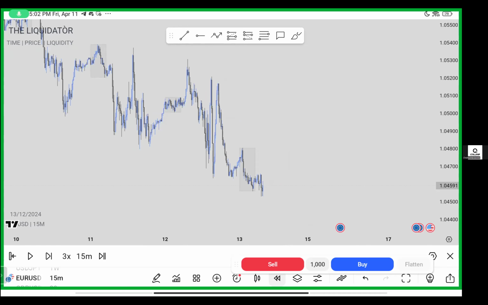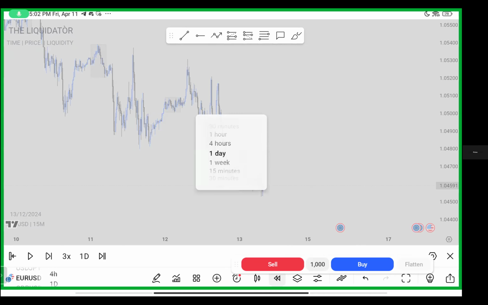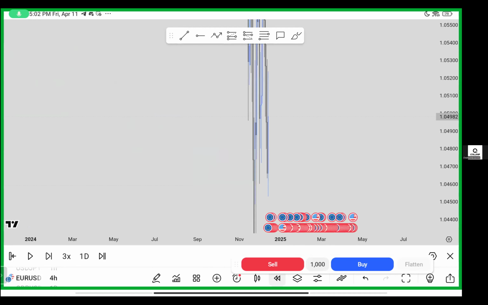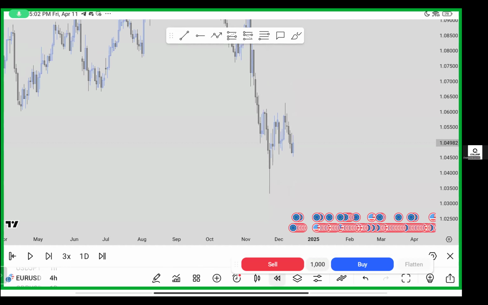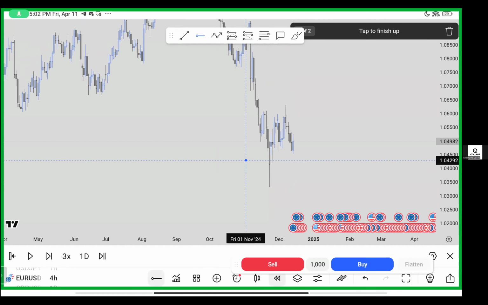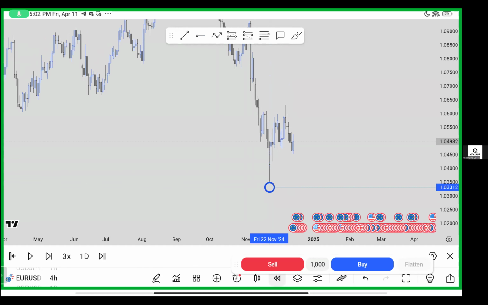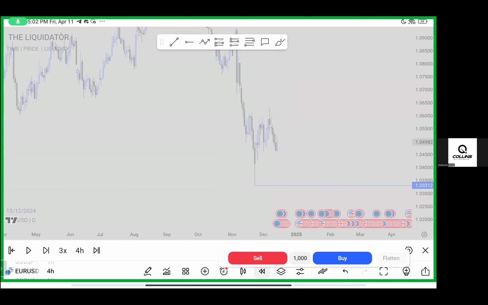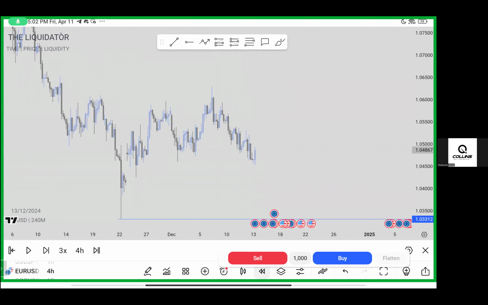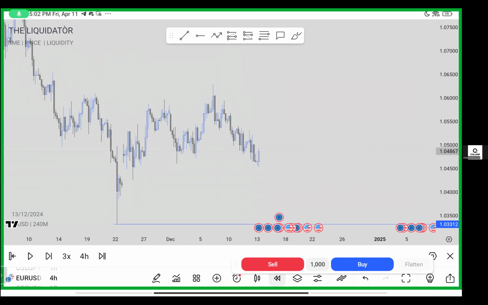Remember, we had a target on the 4-hour time frame. Please mute your mic. We had a target on the 4-hour time frame. This was the external liquidity right here. So now we are trying to see if we can catch more sales. That's what we're trying to do.